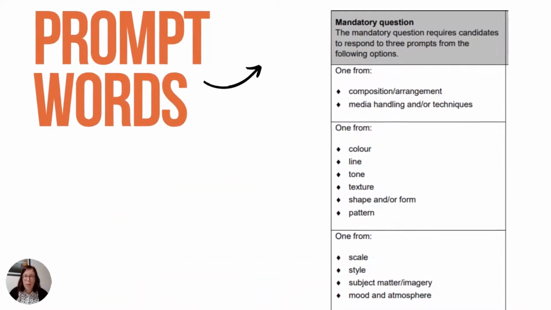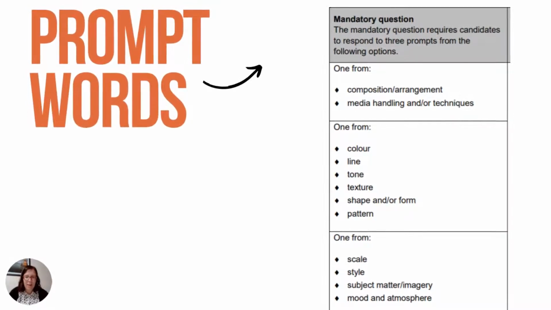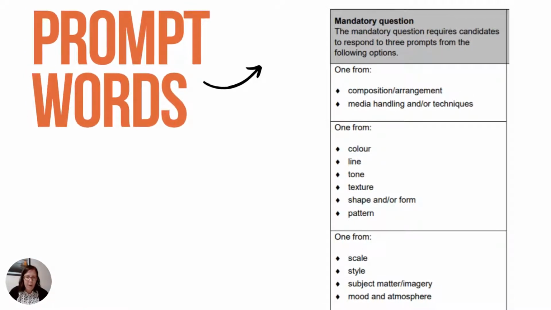So the prompt words that you need to use or you need to be aware of are here. You get 1 from composition or media handling, 1 from the visual elements, and 1 from scale, style, subject matter, and mood and atmosphere. So you need to have a good understanding of all of those.